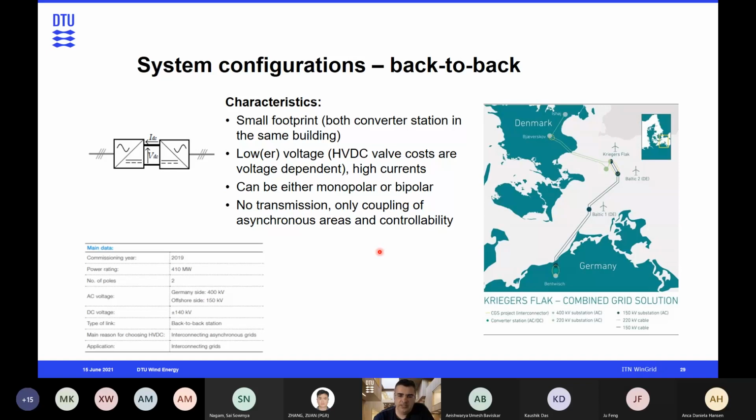And then, of course, it can be either monopolar or bipolar, and it's lower because it can have a lower DC link voltage since there's no transmission. It's used only for coupling and controllability. So these are the main 3 concepts when we are talking about point-to-point HVDC connection today.